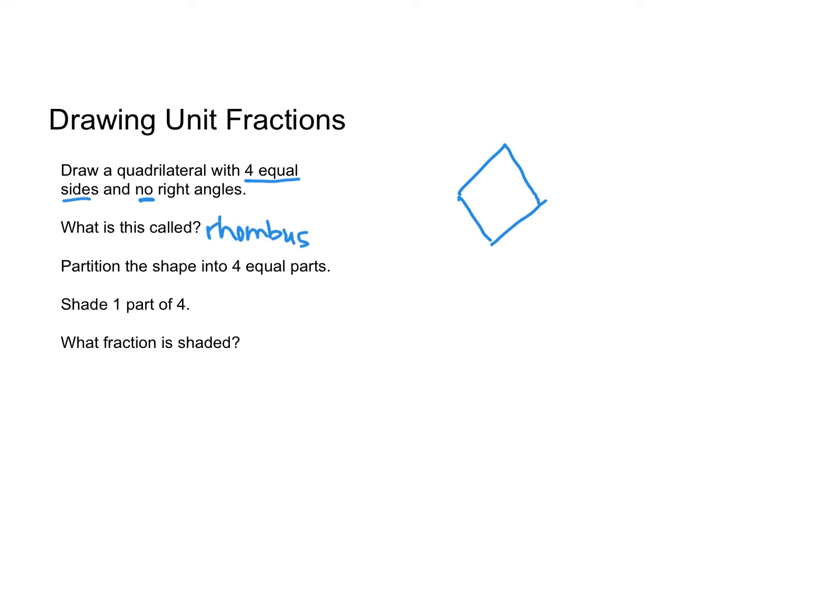I'm going to let you do that right now. And then I'm going to do mine as well. And it tells me to shade one of those parts. So I'm going to shade one of those parts. And what fraction is shaded? Well, I have 4 parts, and one of those 4 parts is shaded. All right, let's do the next one.